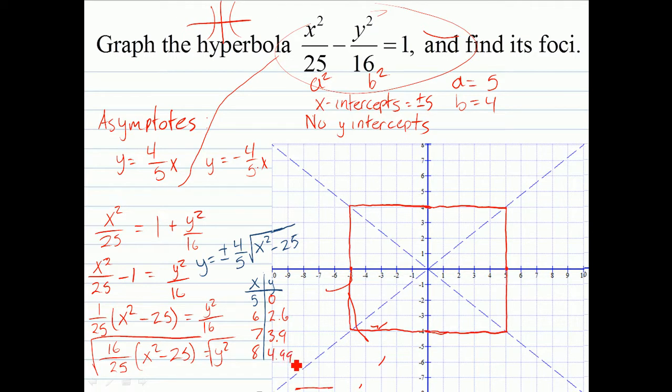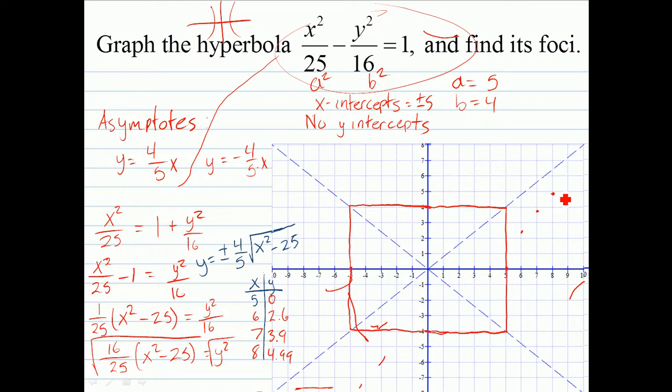So really what you're doing is just graphing those points. Say, for example, 5, 0 is already plotted. If you want to plot 6, 2.6, 2.6 is probably like right here. Plot 7, 3.9, that's right around here. And at 8, you want to plot 4.99, it's even closer here.